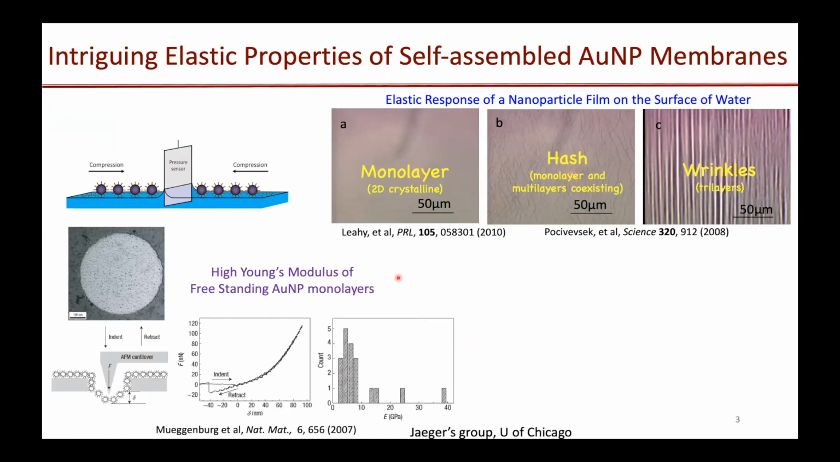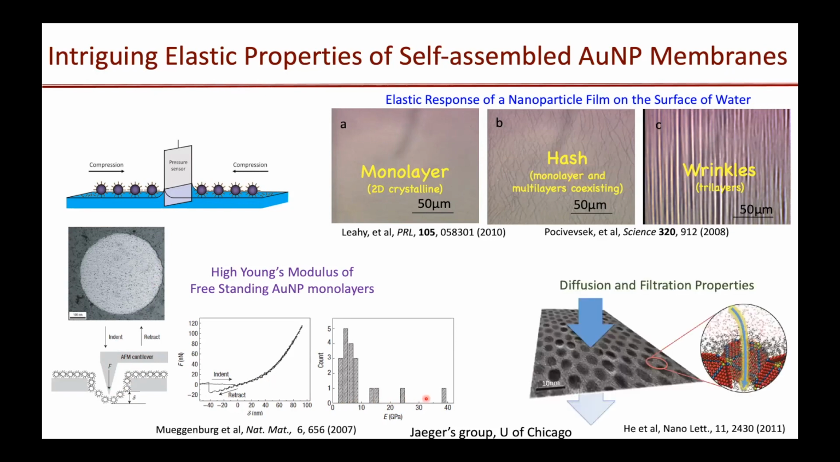Jaeger's group from the University of Chicago measured the Young's modulus of freestanding gold monolayers. They draped these monolayers onto a TEM grid and poked them with AFM tips. They found that the Young's modulus is on the gigapascal order of magnitude, which is stronger than nylon and most polymer films. In fact, this film is so strong that it can sustain the pressure of aqueous solution filtration.